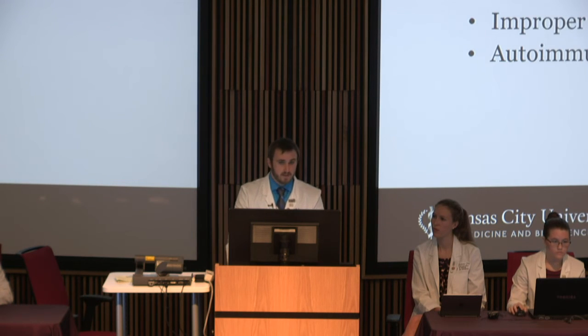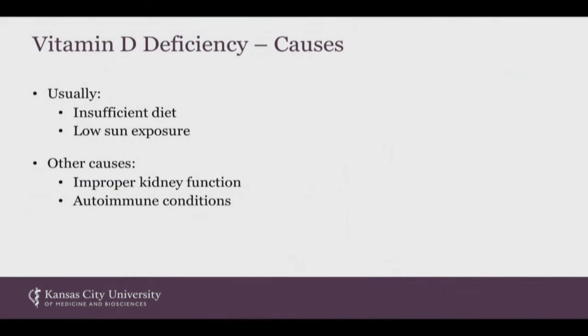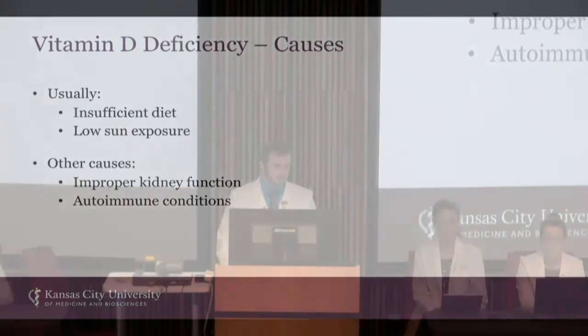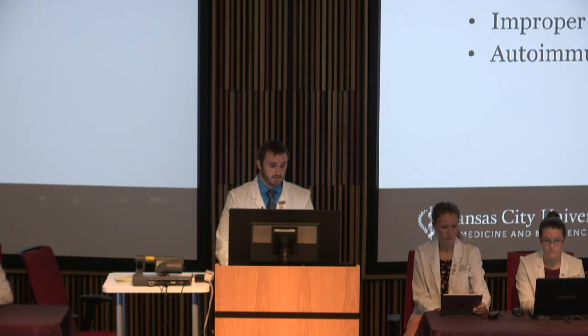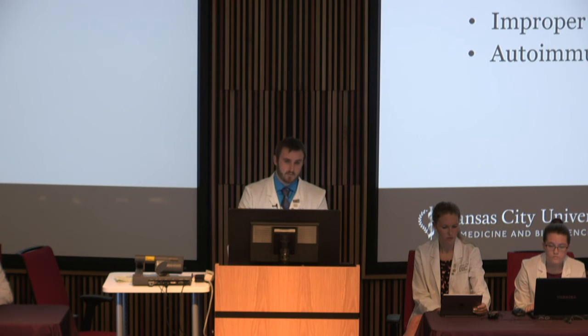So what actually causes vitamin D deficiency? Well, as I mentioned earlier, diet and sun exposure are how we create vitamin D, so that's where we're going to have a deficiency. He's either not getting enough sun or he has an insufficient diet. In rare cases, improper kidney function or autoimmune diseases such as celiac disease or Crohn's disease could play a part, but given our patient's lack of significant family history in these areas, we're convinced that diet and sun exposure is our area of concern.